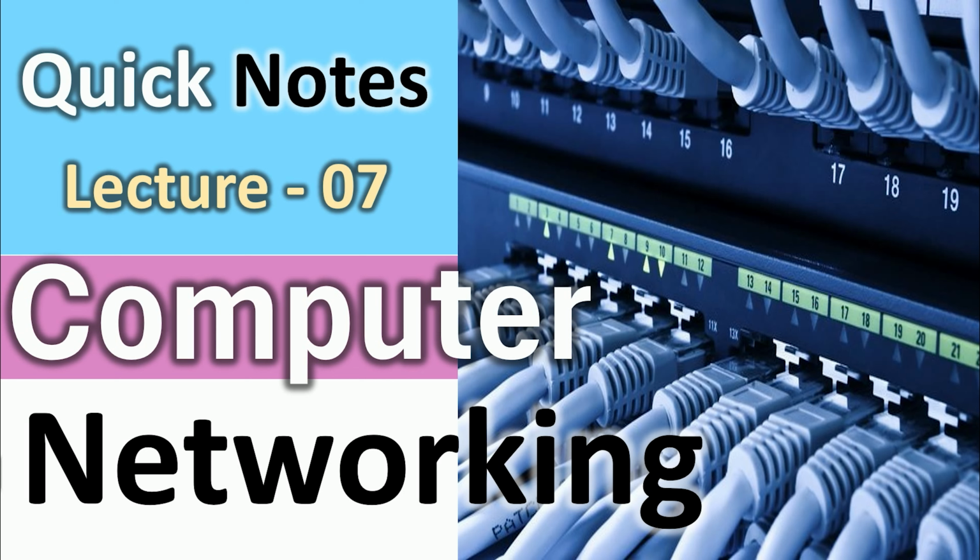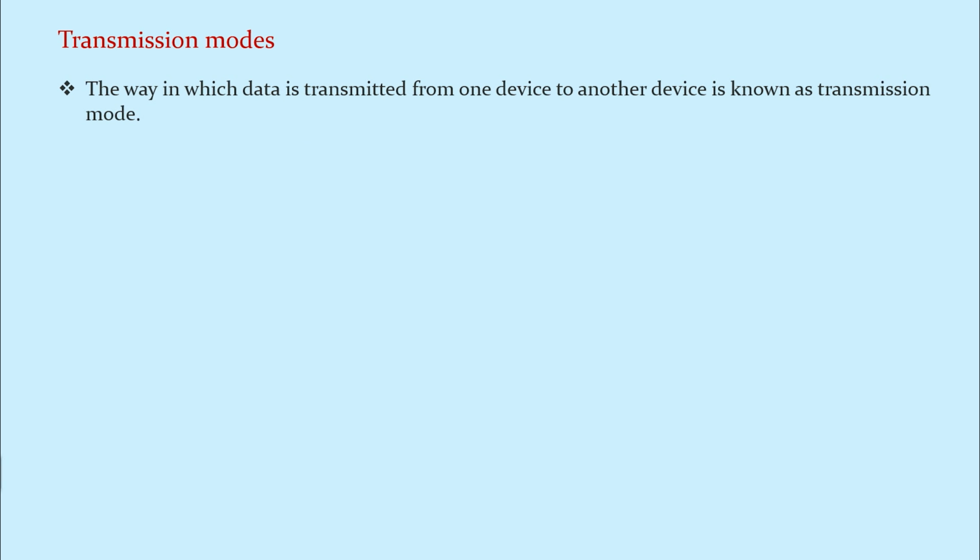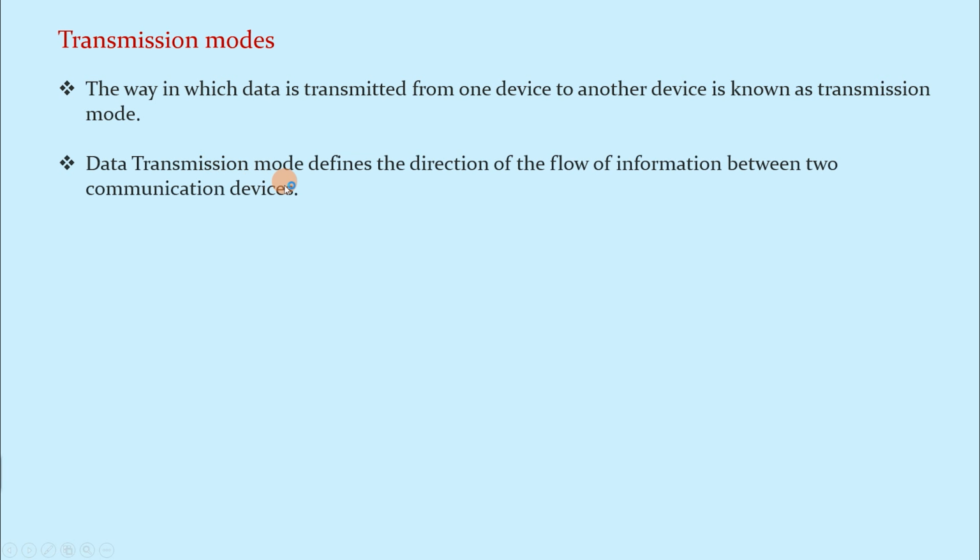So in this video we will discuss our topic, transmission modes. The way in which the data is transmitted from one device to another device is known as transmission mode. Data transmission mode defines the direction of the flow of information between two communication devices. So basically, in this we have to understand how data is transmitted from one device to another and in which direction it is getting transmitted.